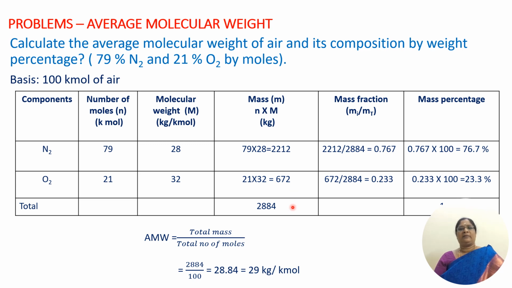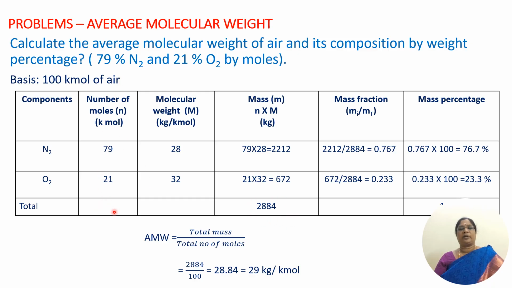Then easily we can calculate mass fraction and mass percentage. We know mass fraction is individual mass divided by total mass. Individual mass of nitrogen is 2212 divided by total mass 2884, that is 0.767. Multiplied by 100 will give you the mass percentage 76.7 percent. Next, for oxygen, the individual mass is 672 divided by total mass 2884, that is 0.233. Multiplied by 100 will give you the mass percentage of oxygen, that is 23.3%. Here the total mass is 2884 and the total number of moles is 100.